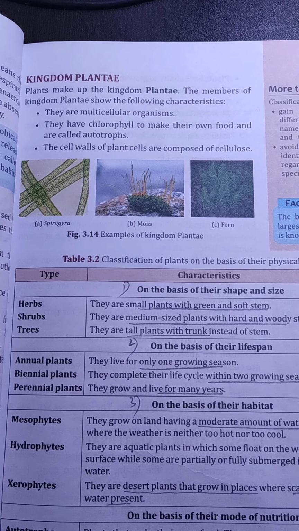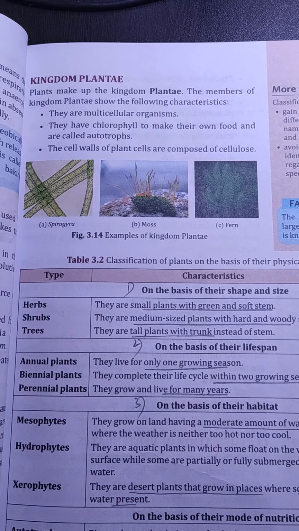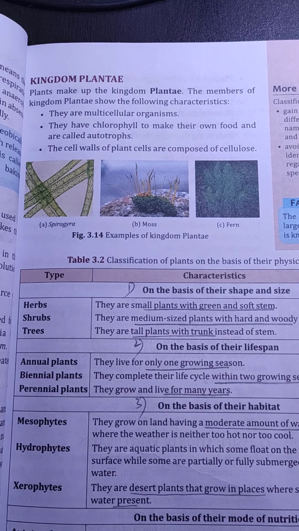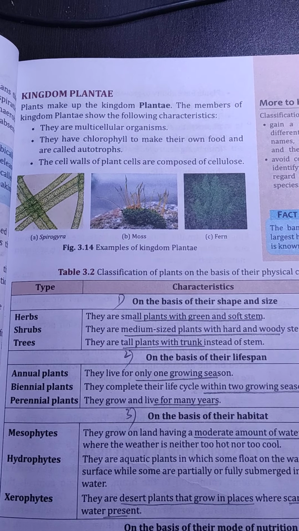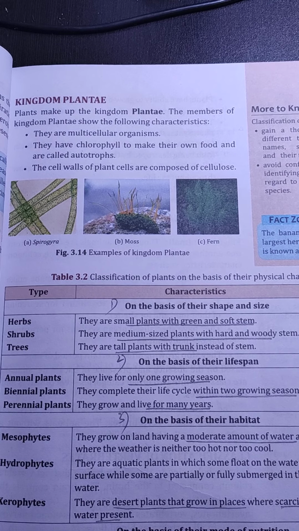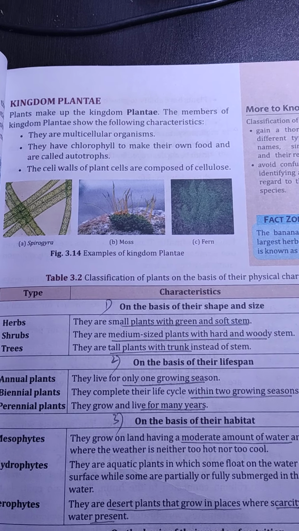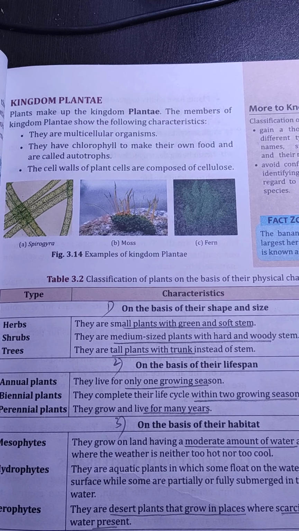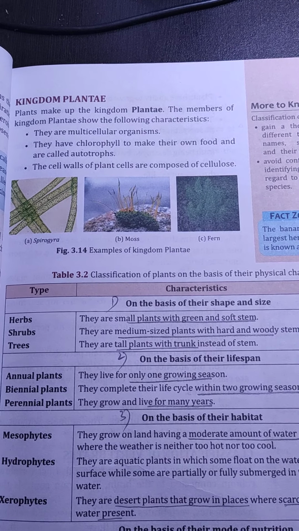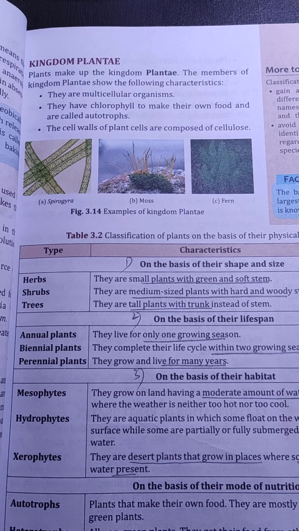So in this kingdom we'll study about the plants. So plants make up the kingdom Plantae. This means this kingdom consists of basically green plants. Green plants are multicellular in nature and they're autotrophs, as they can manufacture their own food by the process of photosynthesis. This you all know very well.